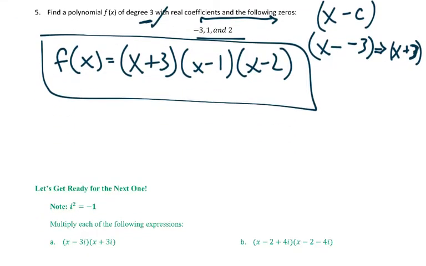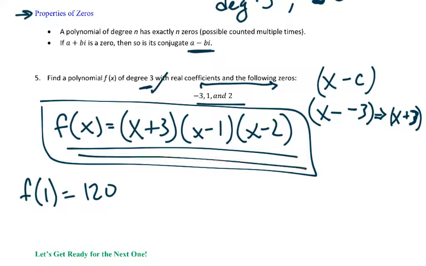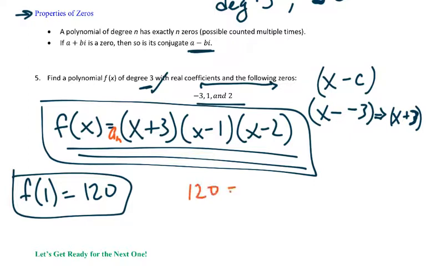So if you're asked to find a specific polynomial where, let's say they say f of 1 equals 120, because what's assumed here is that if they don't tell you a value, then you just write it like I wrote before. But if they give you a specific value, then you have to find what your leading coefficient should be. So what you would do is replace all the x's with 1. So if f of 1 equals 120, I would have 120 equals a sub n, my leading coefficient, times 1 plus 3 times 1 minus 1.